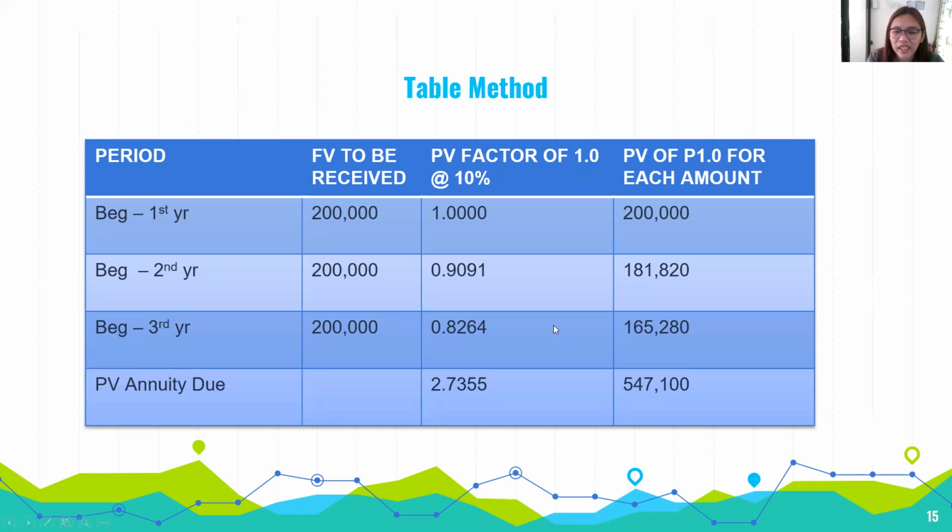Okay? On the second year, of course not anymore. Then we discount. Okay? We get the discounted price. And then it's 181,820. And then on the third year, it's 165. So the present value of the annuity due is 547,100.